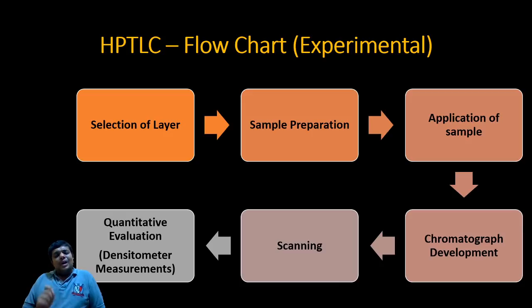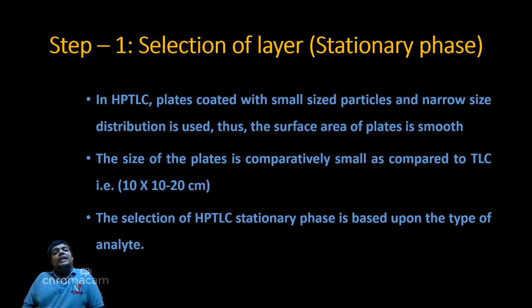And now we are going to go into possible basic details of each component or each instrument that together forms the HPTLC system, and we are going to focus on those points which really justify the word performance. Number 1. Selection of the layer, stationary phase. In HPTLC, plates coated with small sized particles and narrow size distribution are used. Thus, the surface of the plate is smooth. As the surface is smooth, there will be no friction.